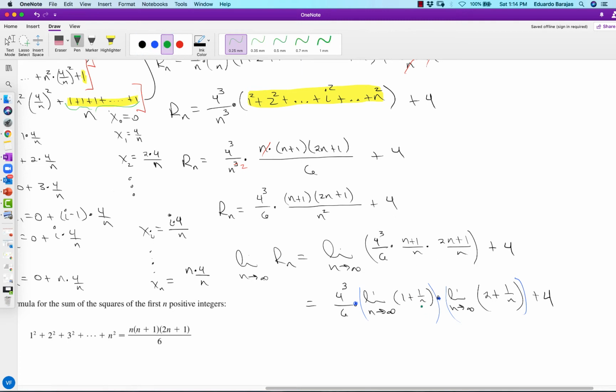Okay, so now when we apply the limit as n goes to infinity, this goes out to 0, and this goes out to 0. So we really just end up with a 1 here and a 2 there. And so we get that the limit equals 4 to the third divided by 6 times 1 times 2 plus 4. Okay. So reducing this gets us to a 3 there. So we get 4 to the third power, which is 64. Let me zoom out a little bit.